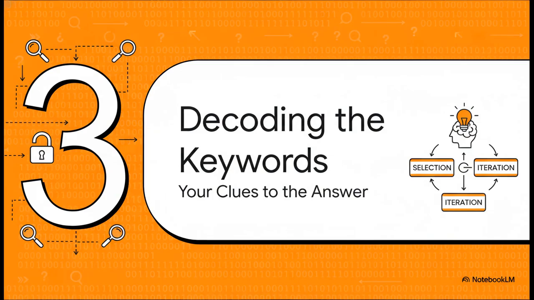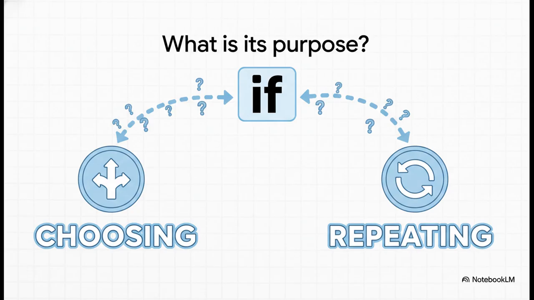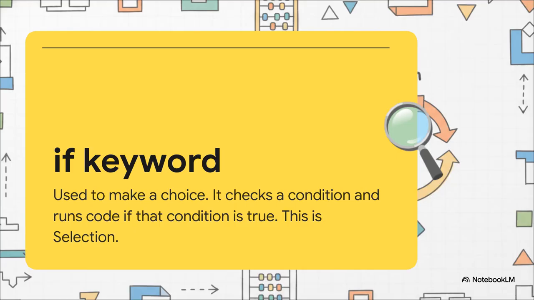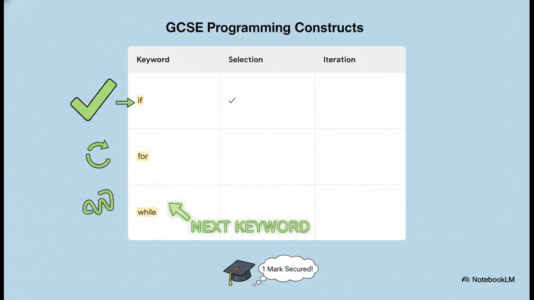Okay, now that we've got that straight, let's play detective. Each keyword is a clue. We'll look at them one by one, figure out what they do, and pop them in the right box. First up, we've got the keyword if. So when you see if in a bit of code, what's it doing? Is it making a choice, or is it repeating something? Well, an if statement is literally asking the computer to choose. If the score is more than 10, then you get a bonus. Or, if the password is correct, then you can log in. See? It's the ultimate decision maker in coding, and that means it is pure 100% selection. So boom, we can confidently tick that selection box for if. That's 1 mark in the bag already. Easy, right? Let's move on to the next one.